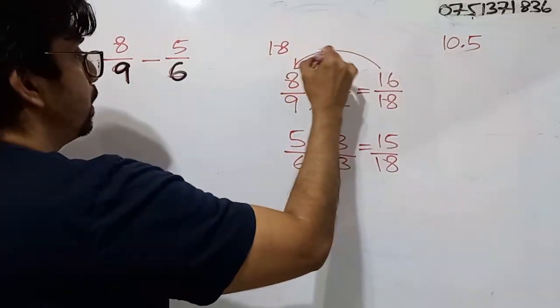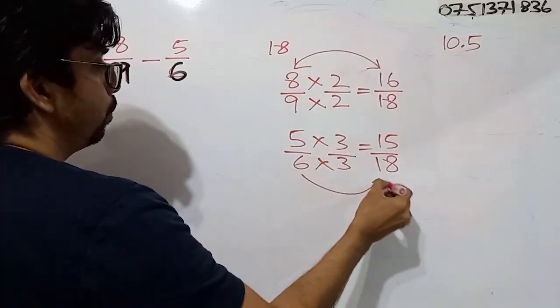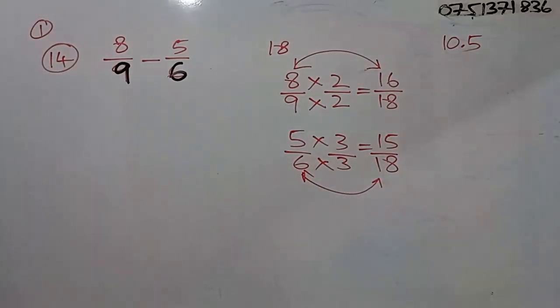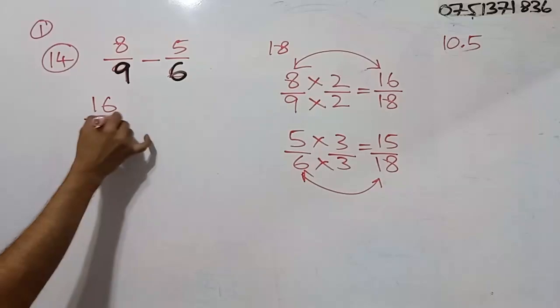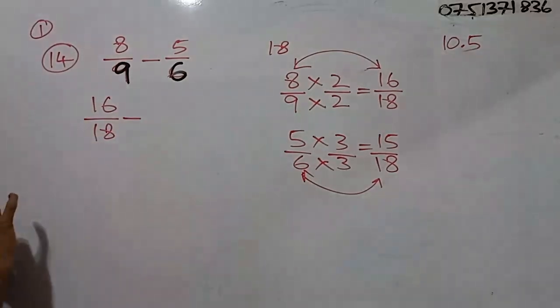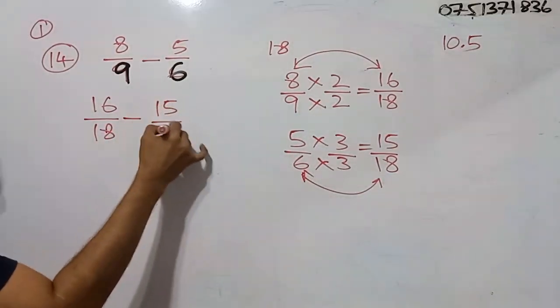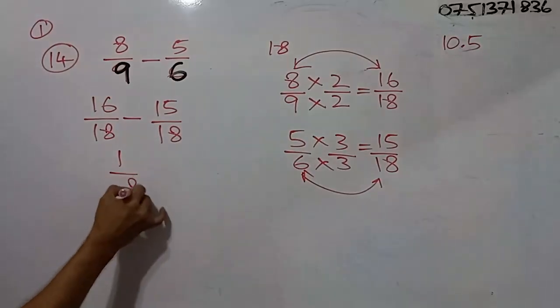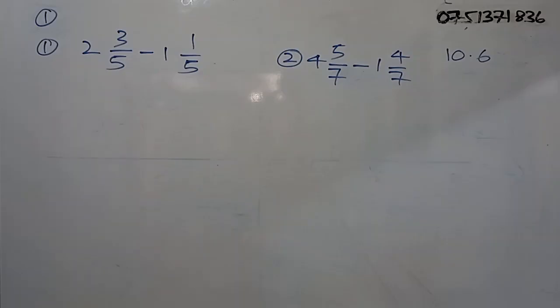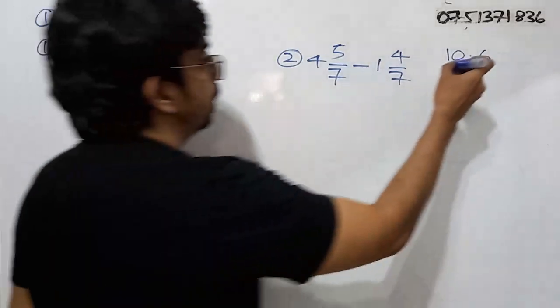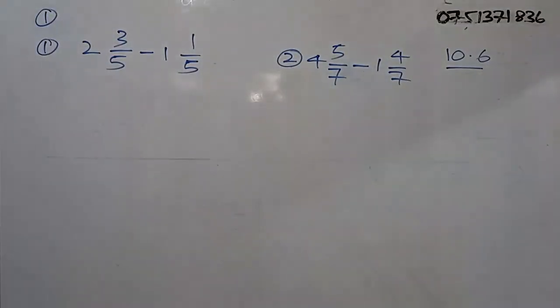Now these two fractions along with these two fractions are what? Equivalent fractions. So 16 by 18 minus 15 by 18. So here the outcome is what? 1 by 18. Okay.